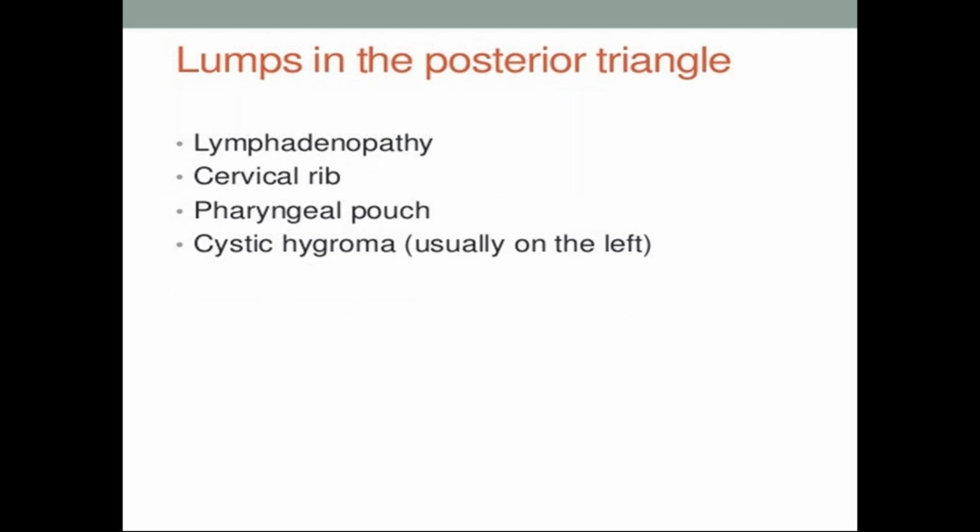So lumps in the posterior triangle: lymphadenopathy, most commonly tuberculous lymphadenopathy, and cervical rib or first cervical rib. Next is the pharyngeal pouch. Next is the cystic hygroma, usually on the left side.